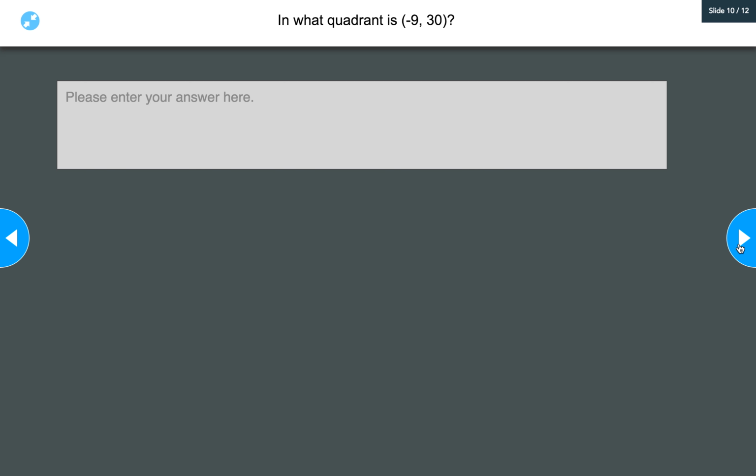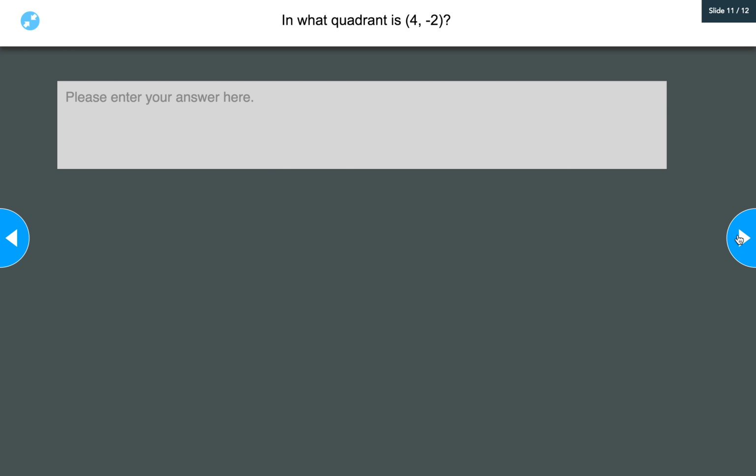In what quadrant is (-9, 30)? Well, your x coordinate is negative, so you're going to be on the left, and the y coordinate is positive, so you're going to be going upwards instead of down. So that puts you in the upper left quadrant, which is quadrant 2.